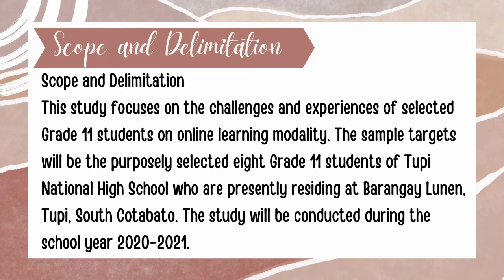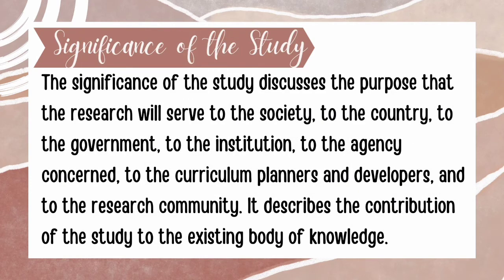Who is the target of the research? It's the grade 11 students of what school? The Tupi National High School. And there is still a specification for the address. They are the students who live in Barangay Lunen, Tupi, South Cotabato. And of course, you have to limit the years. So it's only school year 2020 to 2021. And the last part of your chapter 1 is the significance of the study.